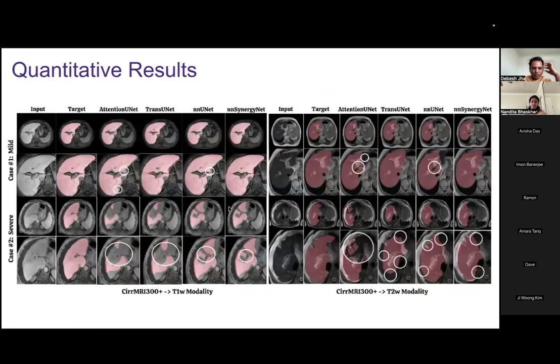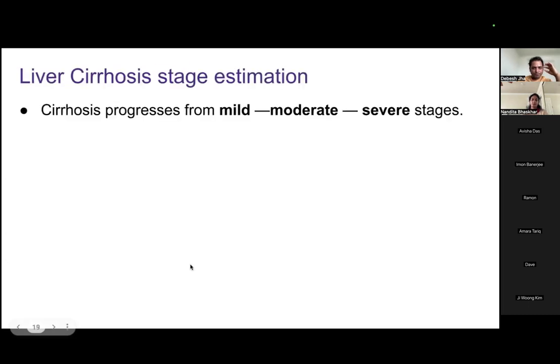And here are some of the qualitative results. We try to analyze cases from mild to severe. If you see here, this circle highlights the misdetection, for example where the model fails. Still our model is good. For the severe cases, I think all the models are failing to detect the severe cirrhotic liver, but still our model is better compared to the others in the state of the art or in the literature.